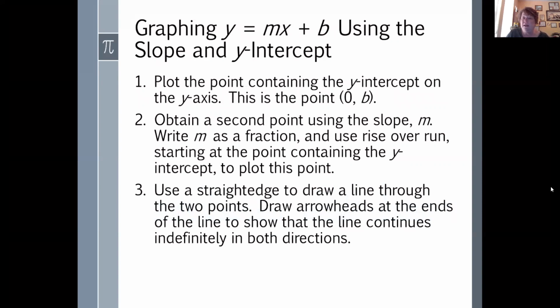Then use a straight edge to draw a line through the 2 points. Draw arrowheads at the end of the line to show that the line continues indefinitely in both directions.